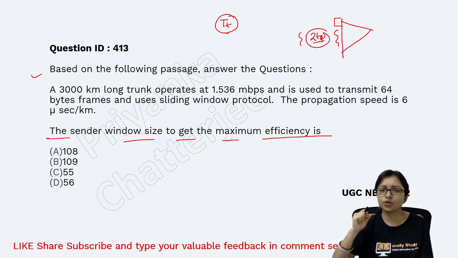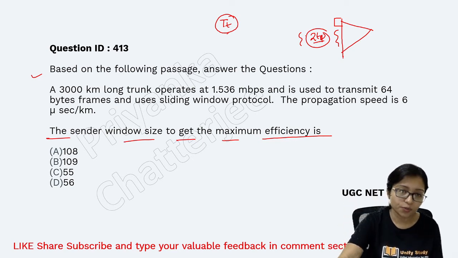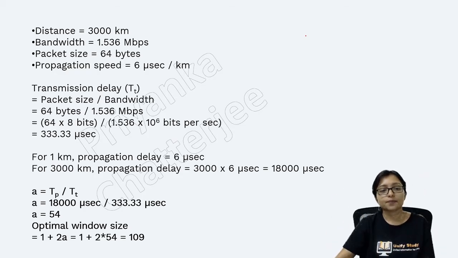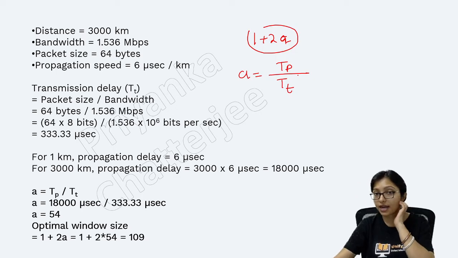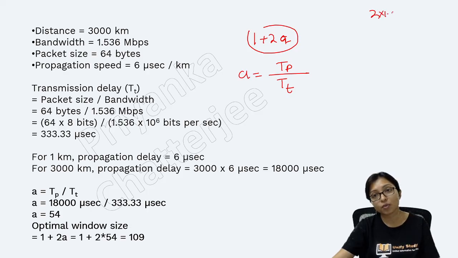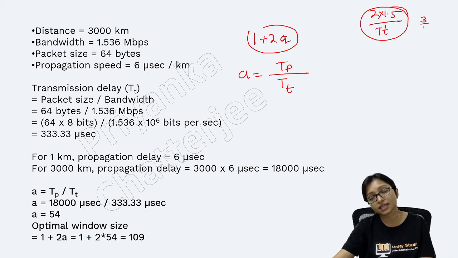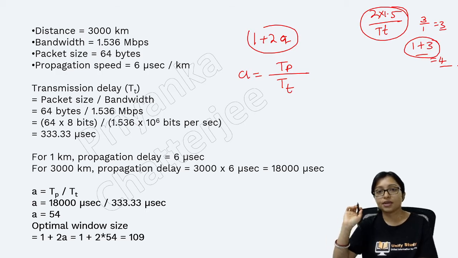I hope you can recall. Pause the video and do it. I hope you did it. Now come to the answer. The answer was 1 plus 2a. That was the formula for window size. And what is a? A is TP by TT. We did that there, right? In that time, 2 multiplied by 1.5 divided by TT I calculated, right? That was 3 by TT, and 1 was extra. That's why we got 4. That concept is coming here.